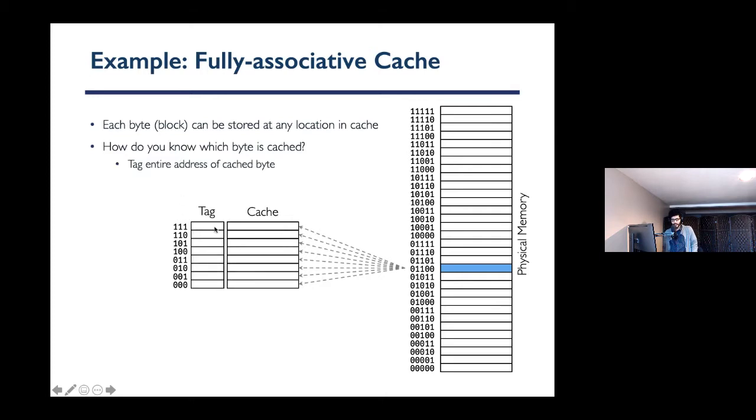Well, I need a tag, very similar to direct map cache. But how long should my tag be? In this case, I need to hold the entire address as my tag, because this block could be anywhere in the cache since I only have one set. The only way I have to recognize that I have cached this block is to tag that cache location with the address of the memory block that I have.